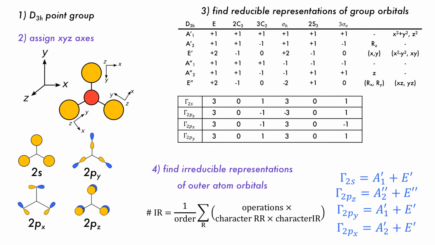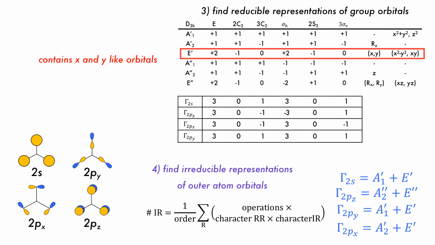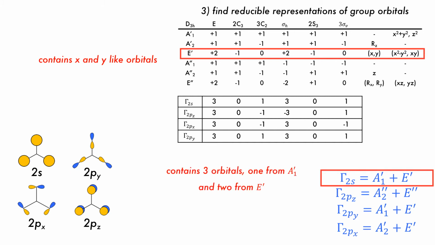Now we need to know how to put them in our diagram. What do they actually look like? Our orbitals all have E character, which means a 2x2 matrix, meaning it has expressions in 2 axes for the E'. This means that we expect one of the orbitals in the E' set to be x-like and the other to be y-like. This also means the 2s reducible representation contains 3 orbitals, 1 from the A1' and 2 from the E' irreducible representations.